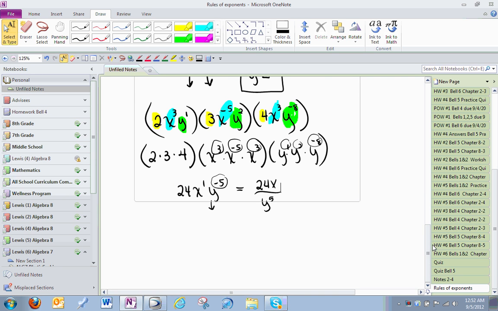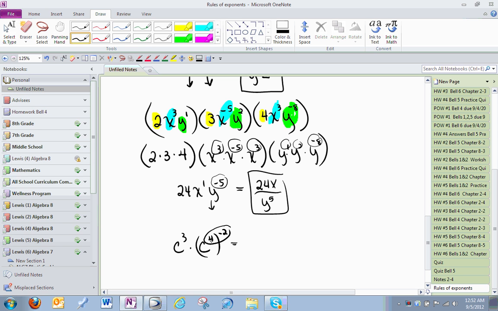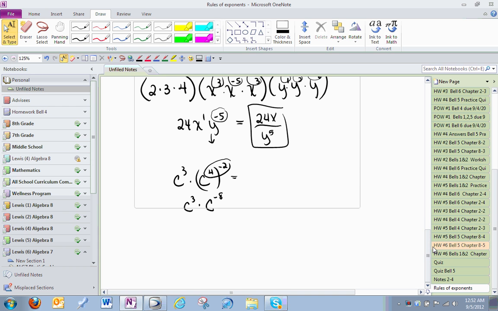Finally, with last night's homework, you had one more question. Suppose you have c to the third times c to the fourth to the negative second. If you remember PEMDAS, we're going to do our exponents first. So we're first going to remember to multiply a power to a power. So 4 times negative 2 is negative 8. Now we're multiplying, so we add exponents. So c to the 3 plus negative 8 gives me c to the negative fifth, which is 1 over c to the fifth. So those are some problems.